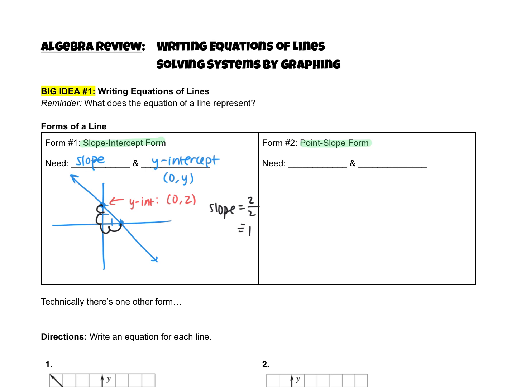I probably should have written the form. Slope-intercept form is y equals mx plus b. So we have our m, our slope, and we have our y-intercept. So our equation would be y equals negative 1x plus 2, or negative x plus 2. That is the very first form that you've learned when writing the equation of a line, and you've seen it many times. This is pretty limiting, though, because you have to have the y-intercept.